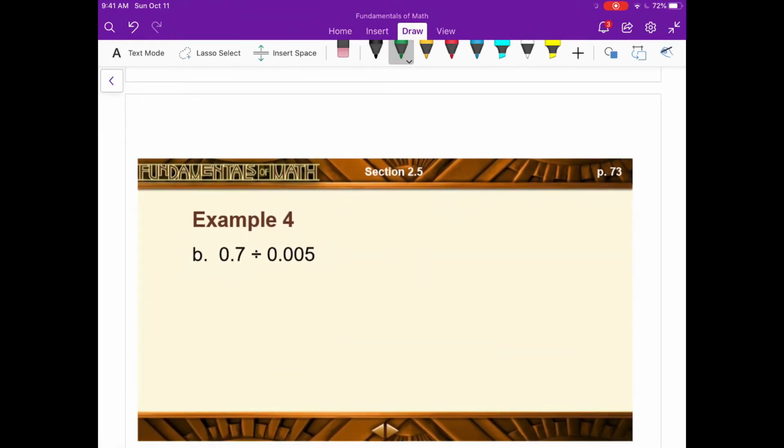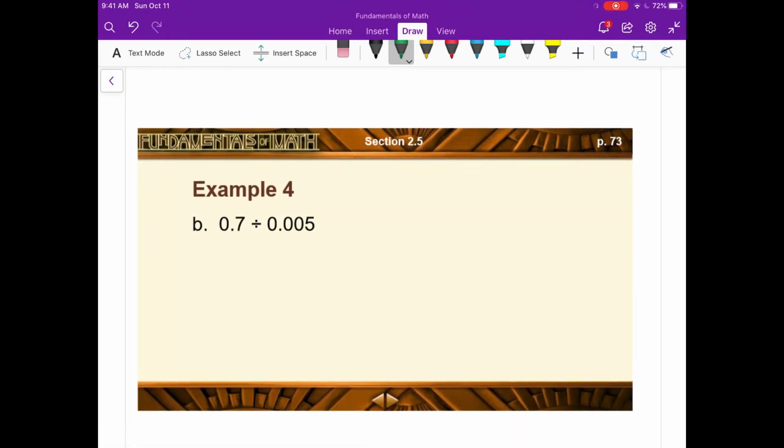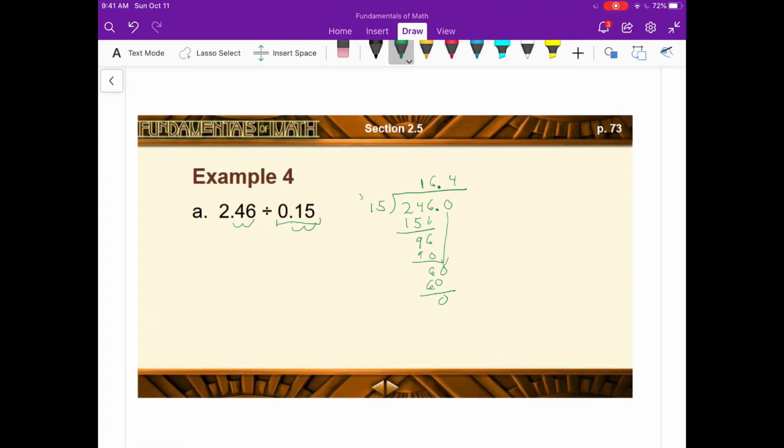Let's try another one. This time we have 7/10 divided by 5 thousandths. And I wanted to show you one other thing, actually up here. We actually could have not moved our decimal place here. We could have written our division problem, so this is another option of how to look at it: 0.15 divided into 2 and 46 hundredths. When it's in this form, you can move your decimal place over twice in this case, and then the decimal would go here and you line up your decimal here.